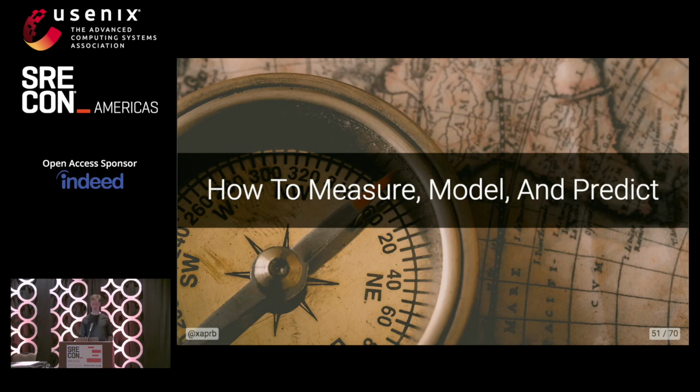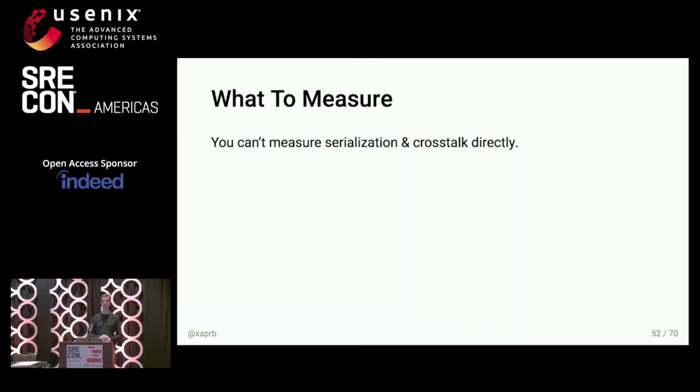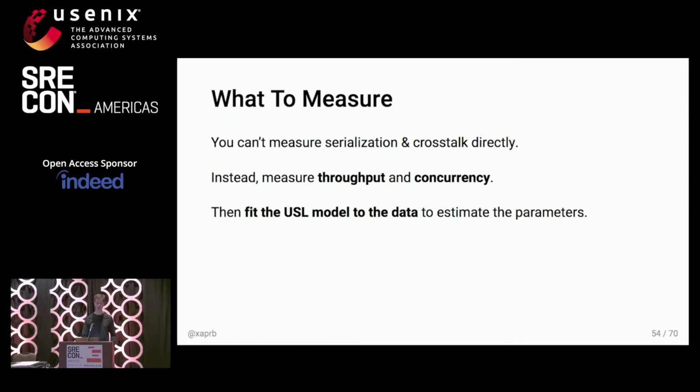So let's get into measuring, modeling, and predicting. A really common, obvious first question is, well, how do I measure serialization? How do I measure crosstalk? And the answer is, you don't have to. You measure throughput and concurrency. I've never been able to measure these effects directly. I think it would be really hard. But what you do is you measure the symptoms, and then you can infer them from the symptoms. And you do that by collecting the throughput and concurrency data points, and you fit this model with just regression to estimate the parameters.